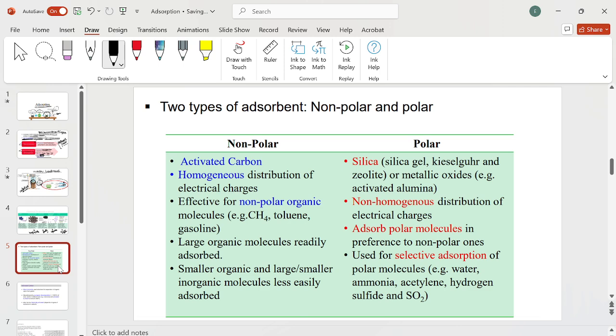If we talk about another aspect, there are two different types of adsorbent: non-polar and polar. Non-polar will help in removing non-polar contaminants, and polar will help in removing polar contaminants. For non-polar, we'll talk about toluene, benzene, some organic compounds, some non-polar organic molecules. And for polar, we have water, hydrogen sulfide, ammonia. So each adsorbent has its own specialty.